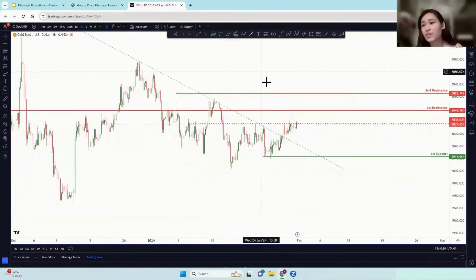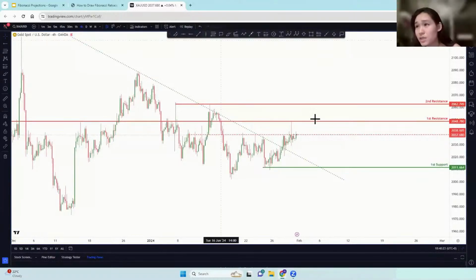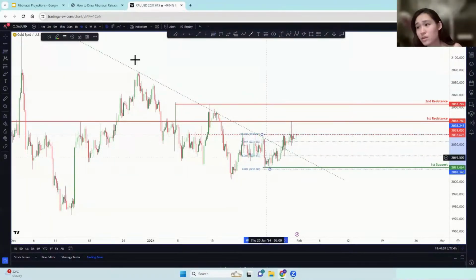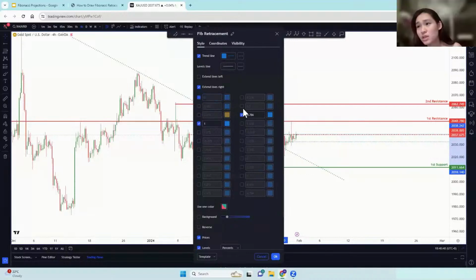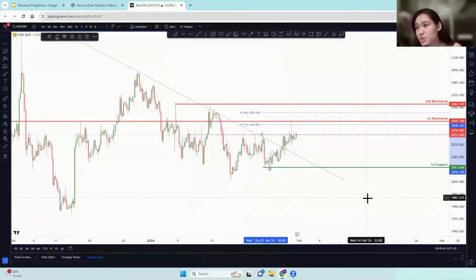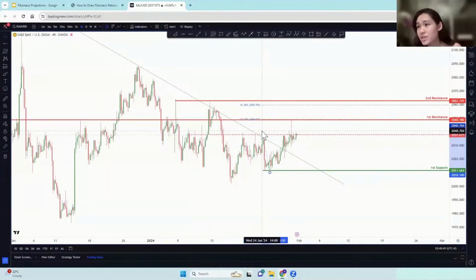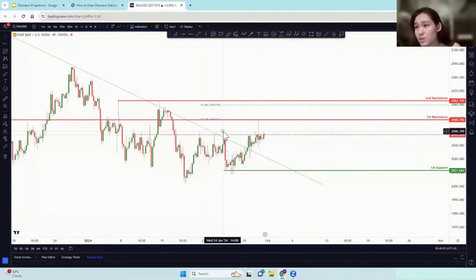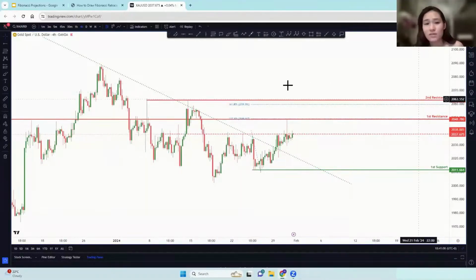So now we can go in with our Fibonacci levels. Starting off, I can see that we have a tick shape here, so I'm going to use Fibonacci retracement. For retracements, we use the 100% levels, so 127.2 and 161.8. You can see that price is currently testing that 127.2 in line with the first resistance, and the 161.8 is also in line with our second resistance.